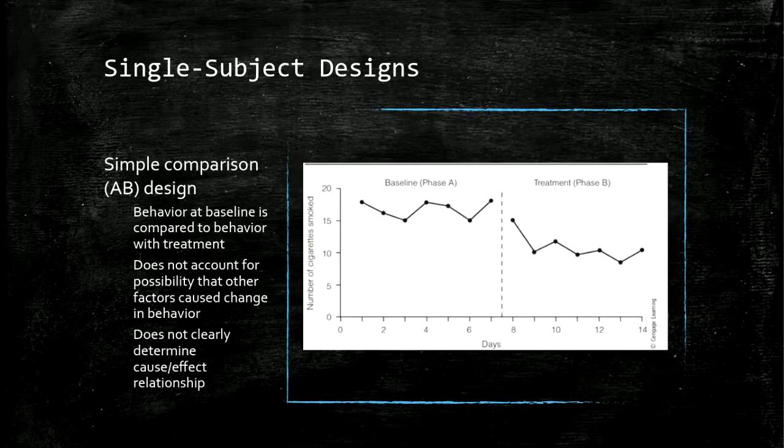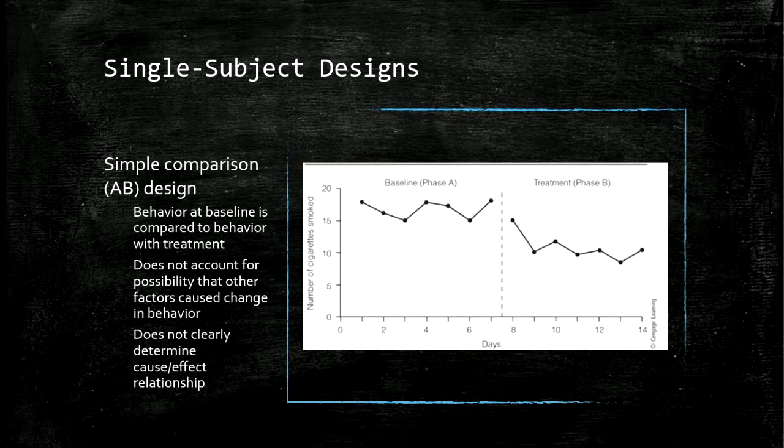Now, the problem with the simple comparison or the A-B design is that it does not clearly allow you to determine cause and effect relationships. The reason for this is it does not account for the possibility that some other factor caused the change in behavior. So with this example of the stop smoking intervention, what if on day 7, the same day the person started the stop smoking intervention, that person caught a cold?